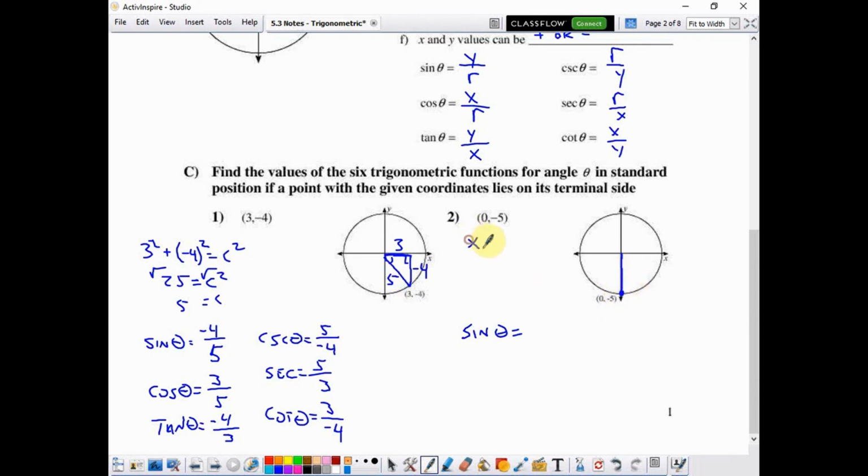Let's make a note here: the x value, the y value, and the length of the radius. The x value is 0. The y value is -5. And the radius is that length, which happens to be 5 units. Radius is always positive. So sine was opposite over hypotenuse, which was y over r. Y over r is -5 over 5, which is -1.